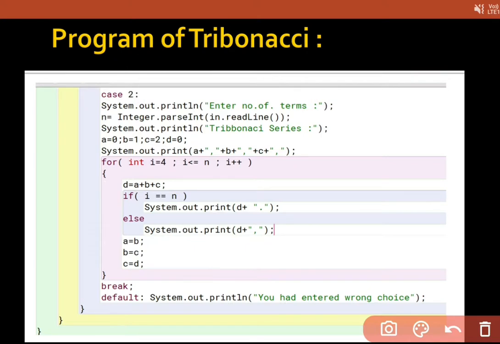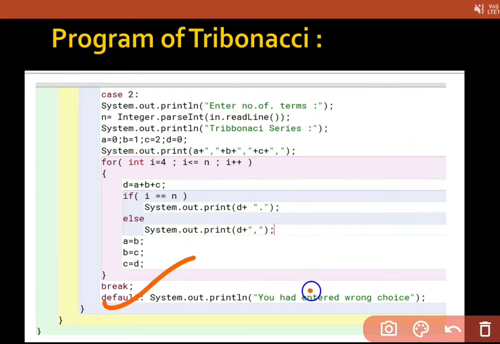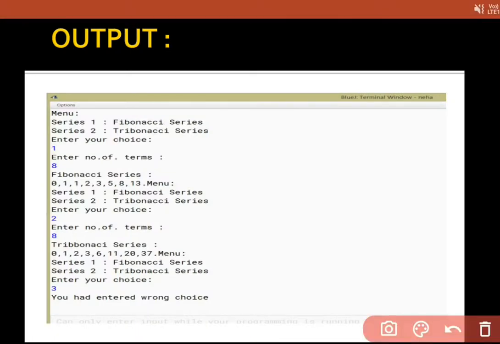And if user provides anything else regarding the menu, that is 1 for Fibbo and 2 for Tribbo, other than that, if user provides us 3, 4, 5, 7, anything, then we have to display you had entered wrong choice. In this way, you have an output in front of you all. Fibbo 1, Tribbo 2. User entered 1, then display the number of terms. Number of terms we are having, then see the series in front of us.